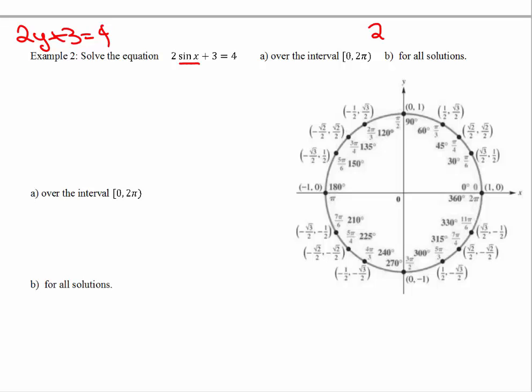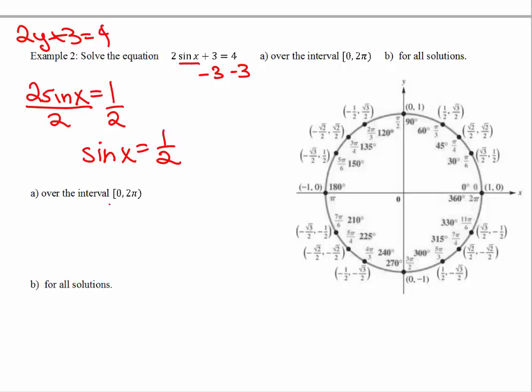Well, I would subtract 3 from both sides of the equation. So we would have 2 sine x equals 1, and then divide by the number that's multiplied times the front of that trig function. So sine x is equal to a positive 1/2. So we're looking for our angles on the unit circle from 0 to 2 pi, which means we're working in radians. So we're going to report our answers in radians.